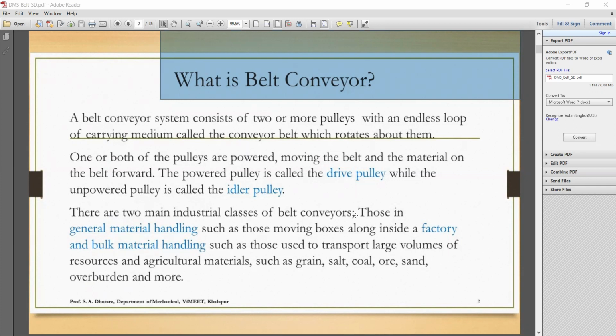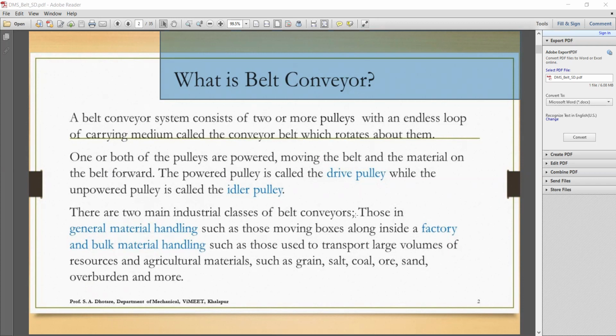There are two ways. Both pulleys can be power driven, or only one pulley can be power driven. If both pulleys are power driven, then you can transmit the material in a forward motion as well as in a backward motion. The powered pulley is called a driving pulley, while the unpowered pulley is normally called an idle pulley.